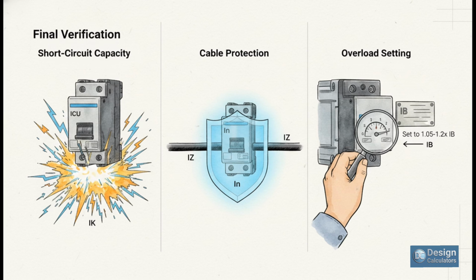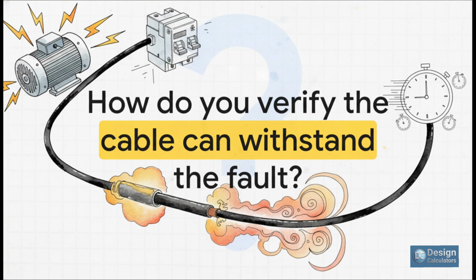And finally, check number 3, overload setting. If you're using a separate overload relay, you've got to double-check that it's set correctly, usually between 1.05 and 1.2 times the motor's design current. This is what protects the motor itself from slowly burning out. And that's it. With those final checks, we've really walked through the whole process for correctly sizing your motor's protective device. But it's so important to remember that the breaker or the fuse, that's just one piece of the puzzle.